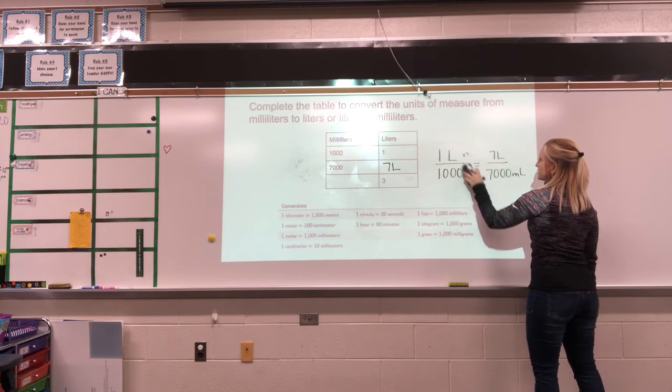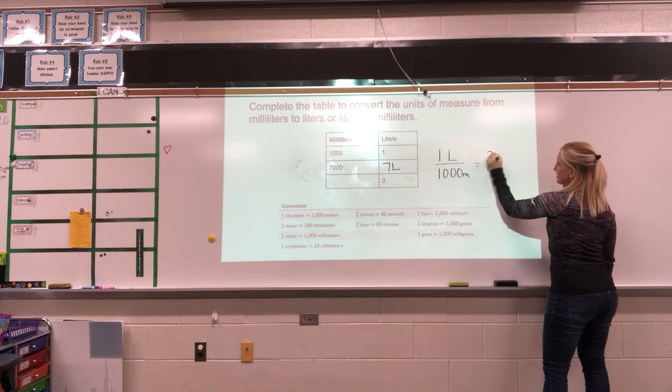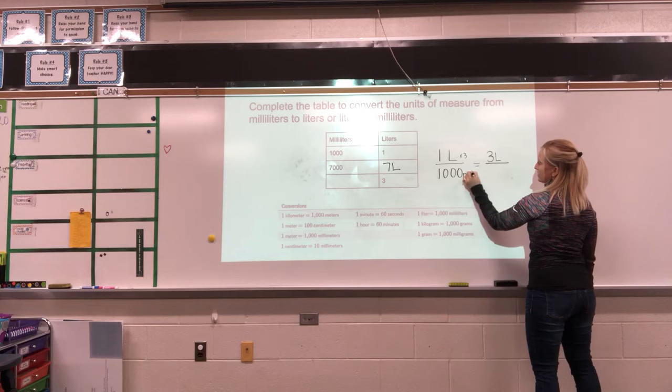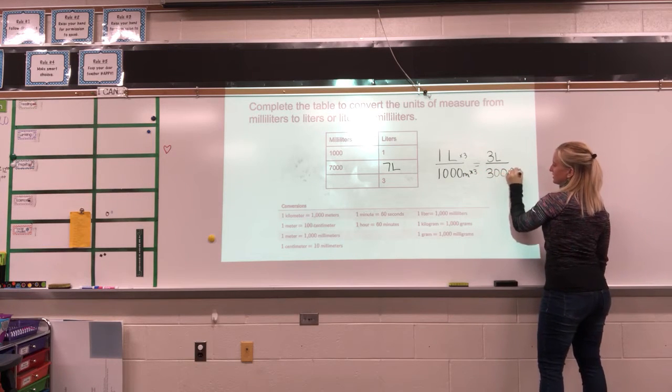And then if I use that same idea, for my bottom one, they give me 3 liters. So 1 times 3 is 3. So 1,000 times 3 is 3,000 liters.